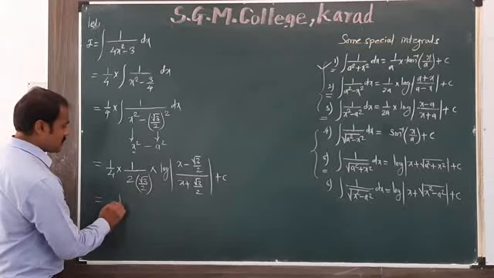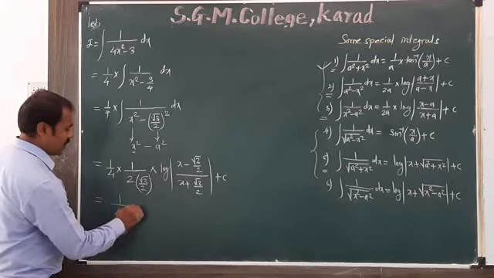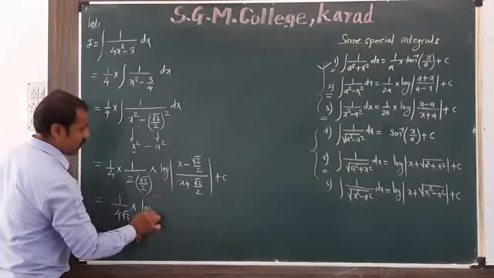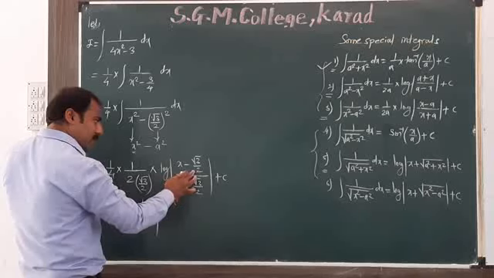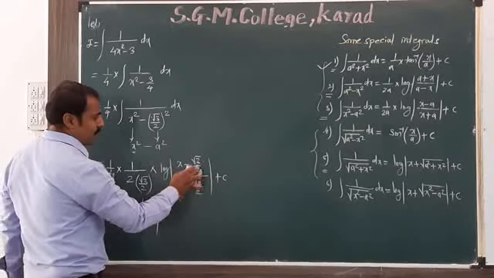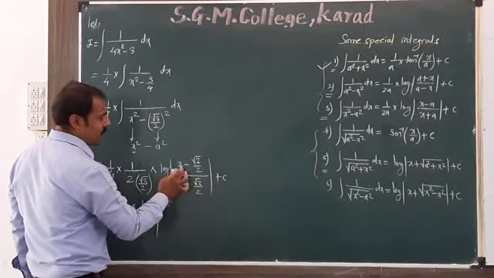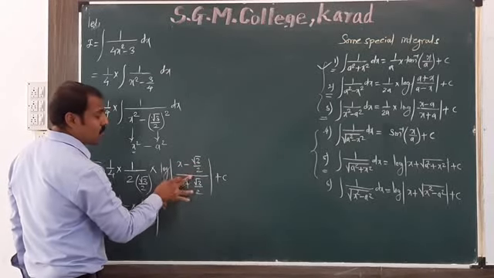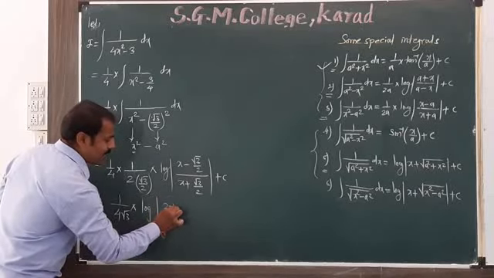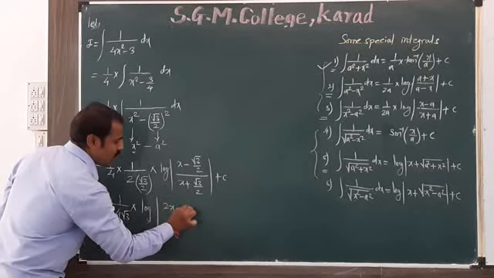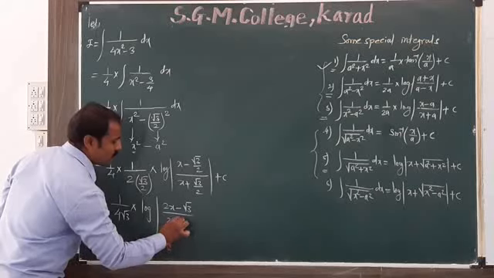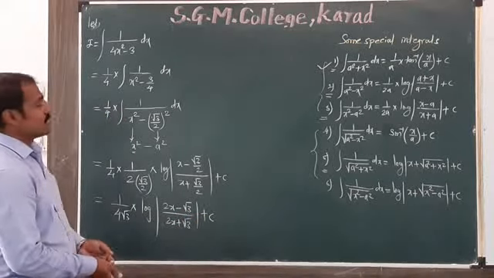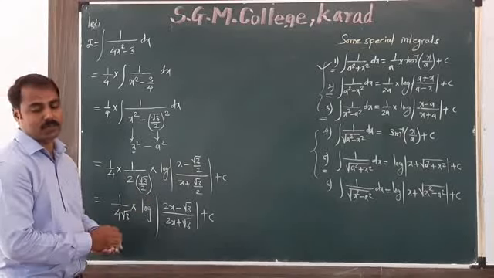The 2 gets cancelled, it's 1 upon 4 root 3 into log of mod. After simplification, making the denominator the same in numerator and denominator, 2x minus root 3 divided by 2, 2x plus root 3 divided by 2, the 2 gets cancelled. So I can write directly 2x minus root 3 divided by 2x plus root 3 plus constant of integration c. It's our another example.